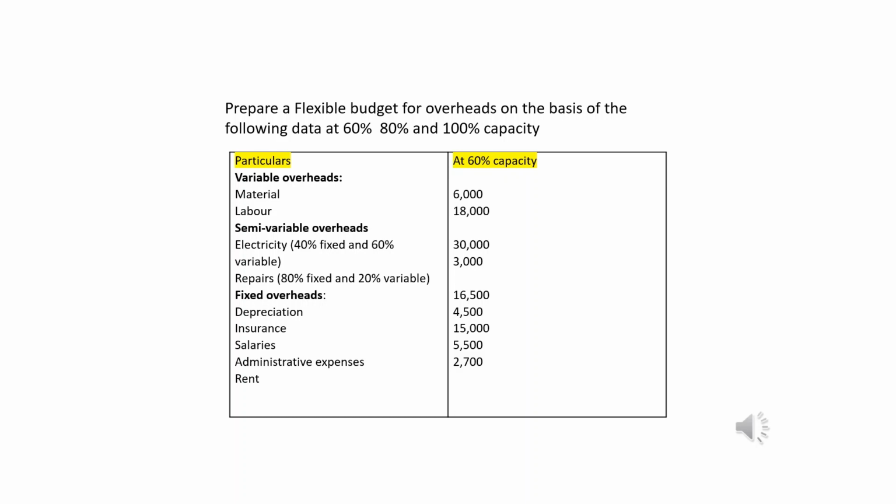Variable overheads will change with change in the capacity. Fixed overheads will remain the same even though the capacity is changing. But in case of semi-variable overheads, certain part is fixed that will remain same, whatever is the capacity. But variable part will change with change in the capacity. So here we will need to segregate the fixed and variable element. So I'll be showing you working notes for variable and semi-variable both. So please watch the video till end.